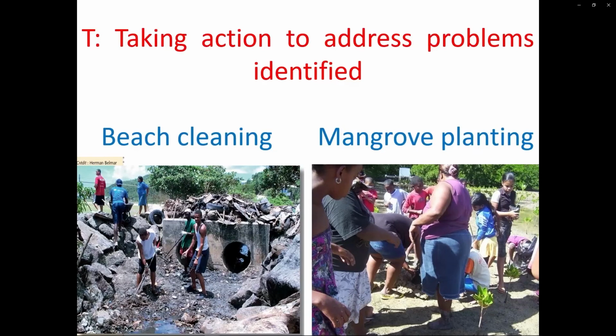Concerning action to be taken, students, teachers, and local communities, you can see in that slide, are cleaning the beach. This is the solution identified. And in the picture on the left, students and local communities are planting mangroves to address the problem of coastal erosion and enhance diminishing fish stock.